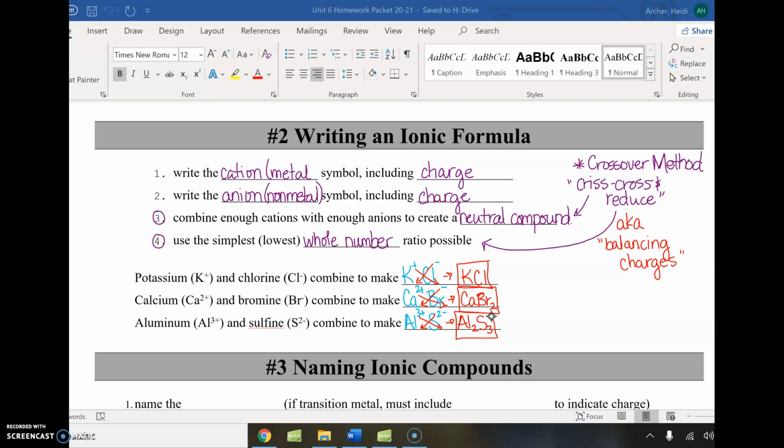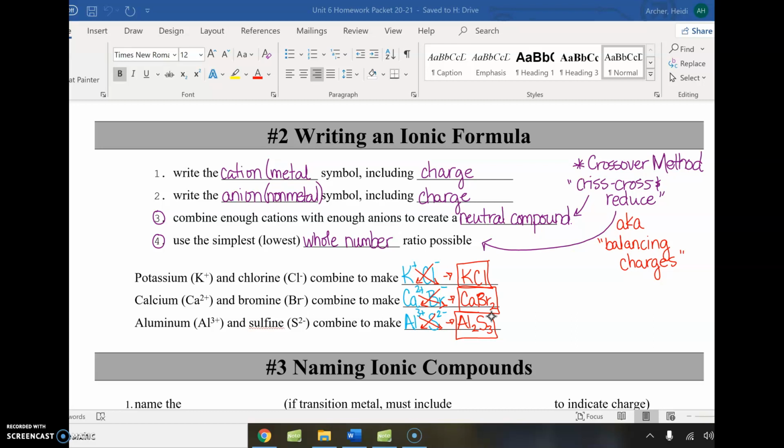You just didn't know that you were actually practicing making the final formulas. So in every single ionic compound, when you make the formula, you are going to be using the crossover method, crisscross and reduce, every single time.